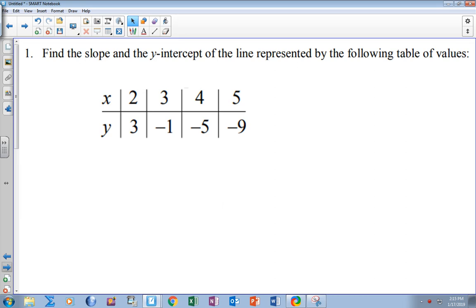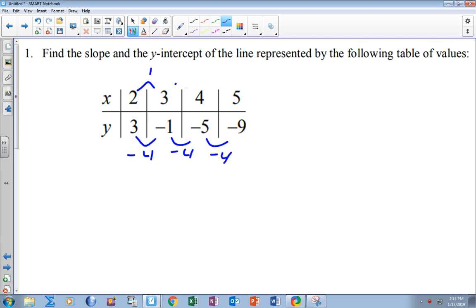All right, so I'm just going to go through each one of the equations, or at least one of each type, right? So for the first one, you just had to find the slope and the y-intercept. So remember, the slope is change in y over change in x, so the change in y is going down by 4 each time, right? The change in x is going up by 1. So the slope is just going to be negative 4 over 1, right, or negative 4.